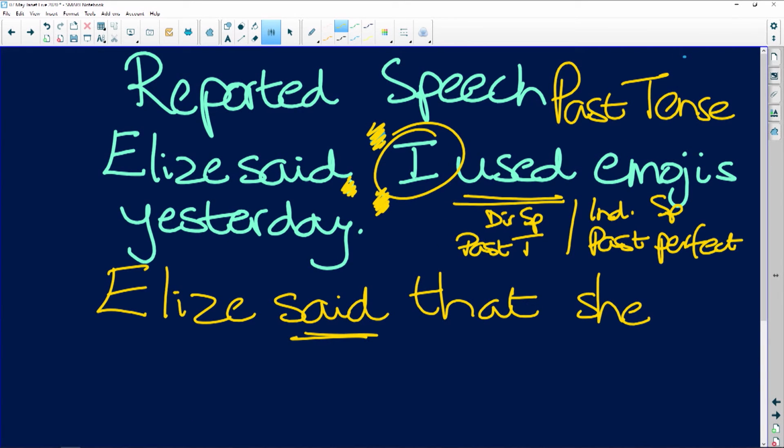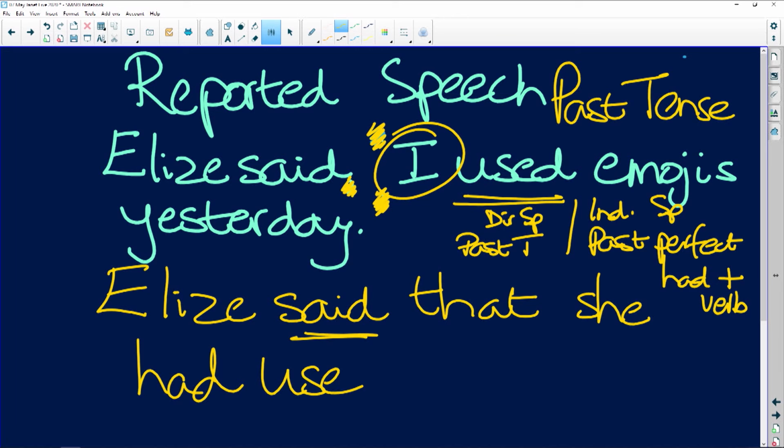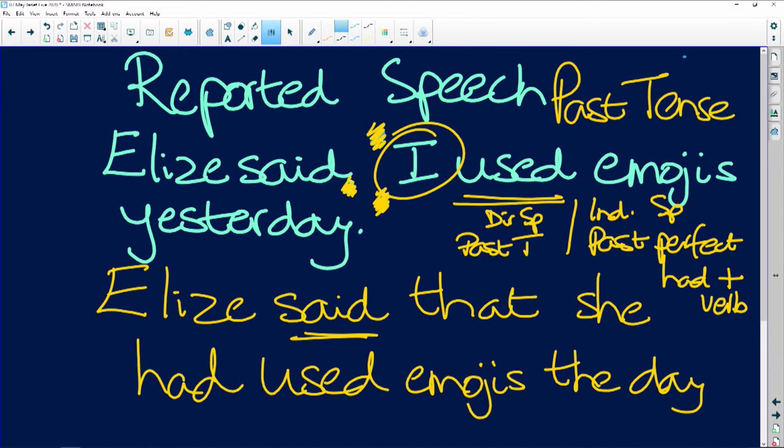Okay, so how do I recognize the past perfect? Had plus the verb. So Elise said that she had. Now I need the verb, used. Then I need the emojis, and I'm not going to change emojis. Now, what happens to yesterday? It becomes the day before or the previous day. So what have I done? What changes have I made? Let's see if I can get a different color.